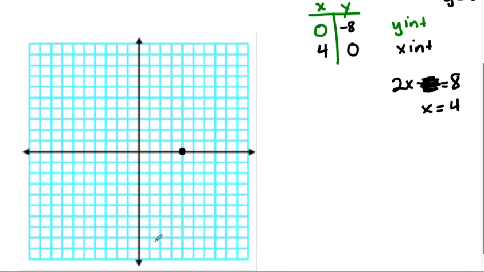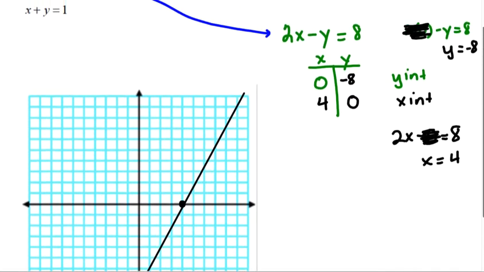So I'm going to plot that down here at negative 8. I'm going to take my ruler, and I'm going to draw a line through them, like that. That's terrible. I got to move it a little bit. Sorry. And there's my line. Okay, it's going through the points as best I can. Now I always want to label the line. So I'm just going to give it the label 2x minus y equals 8.